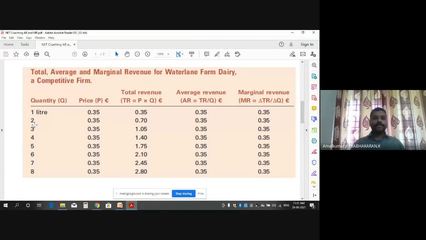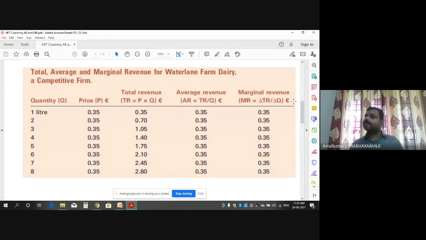In the second example, production is increased to 2 liters, and again the price is 0.35. So the total revenue is 0.35 times 2, which is 0.70. We compute the average revenue: the total revenue, 0.70, divided by the total quantity, 2. Again we get 0.35 as the average revenue. This way we compute the average revenue. The average revenue remains the same, 0.35 euro.